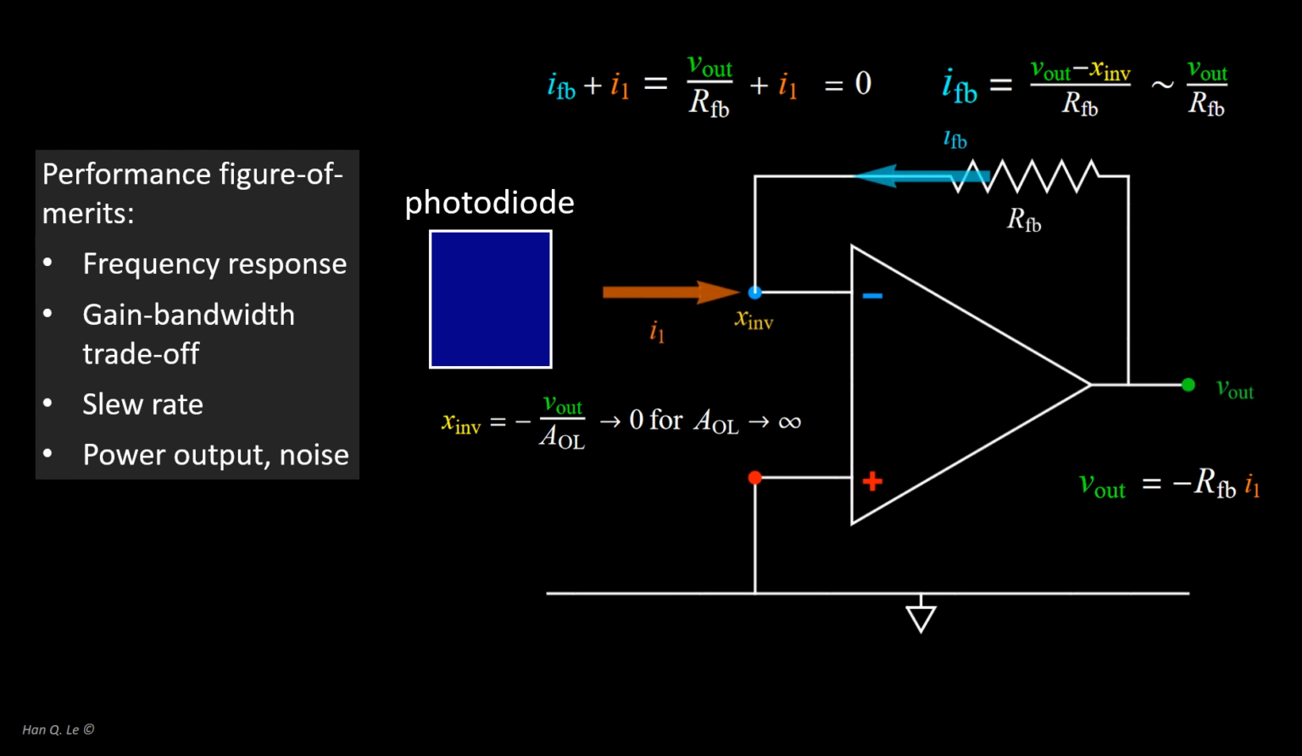For example, what is the implication of the gain bandwidth limit? We will see that it determines the data rate in communications, as will be seen later.